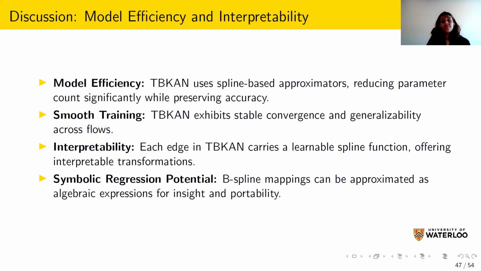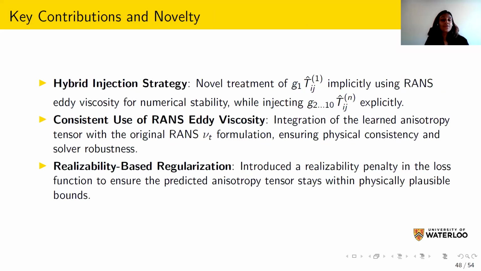So if we move toward some key contributions and novelties for this entire study, the hybrid injection strategy is something that's not really been used before. We use both implicit and explicit injection. The other part is the realizability-based regularization. In previous studies, there has not been any realizability penalty in the loss functions, to make sure that the anisotropy tensor being predicted stays within physically plausible bounds.